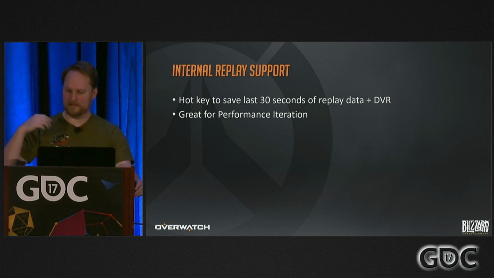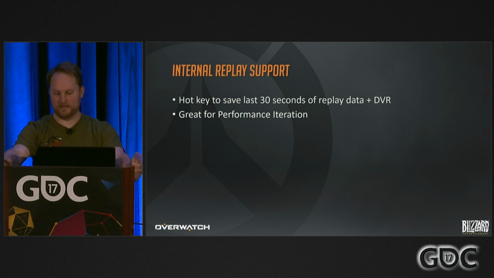While replays haven't made it into the players' hands yet, they've been available internally for the majority of Overwatch's development cycle. We have a hotkey internally that dumps the last 30 seconds of replay data to disk. If the machine has some kind of DVR functionality like Shadow Play or what have you, it will also dump a video. As you can imagine, the combination of these two artifacts help us really isolate and fix a bevy of bugs that would have been much more difficult to recreate without a replay.